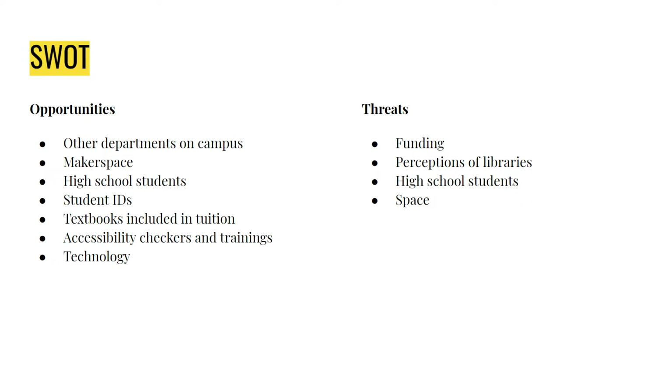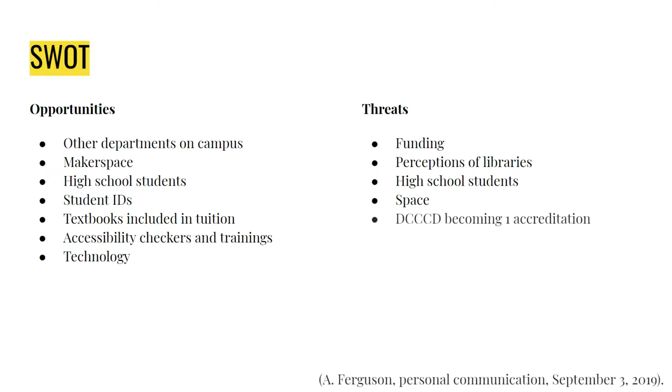DCCCD becoming one accreditation means even more control over the libraries from people that are not on the campus day to day. The best people to decide what is needed at Richland Library are those that are on campus and interact with students daily, not someone that works in a different location and rarely visits.